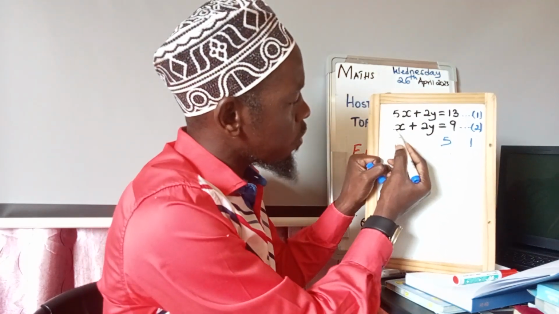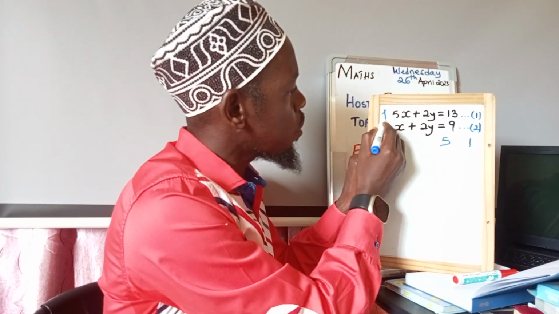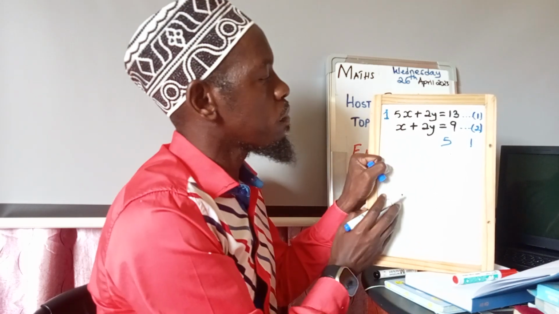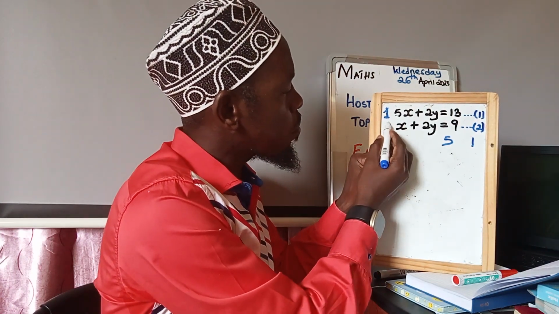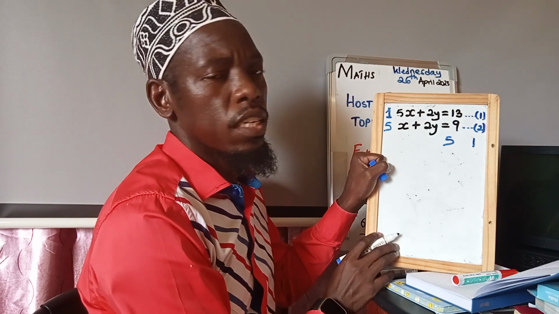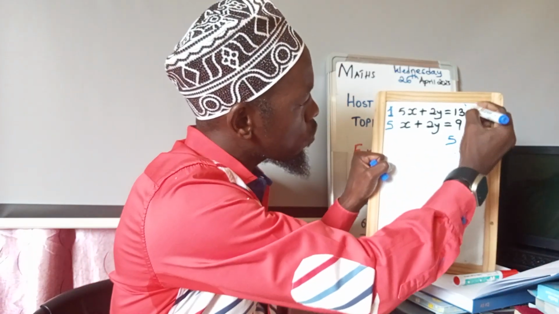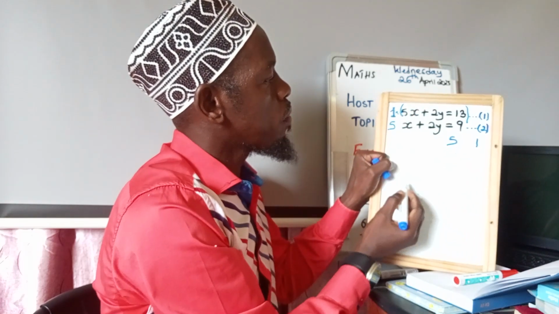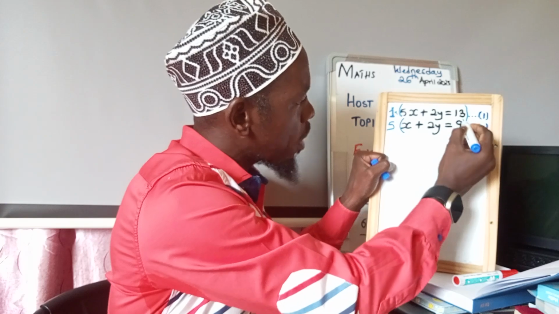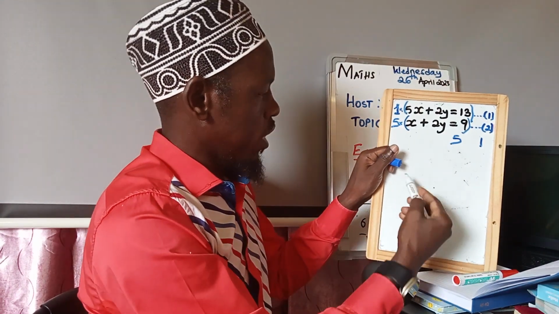So if the coefficient of x here is 1, I'll multiply 1 through that equation. And if the coefficient of x here is 5, I'll multiply 5 through that equation. But don't forget that it has to multiply through the whole of that equation. And also this 5 has to multiply through the whole of that equation. So let us go through it.